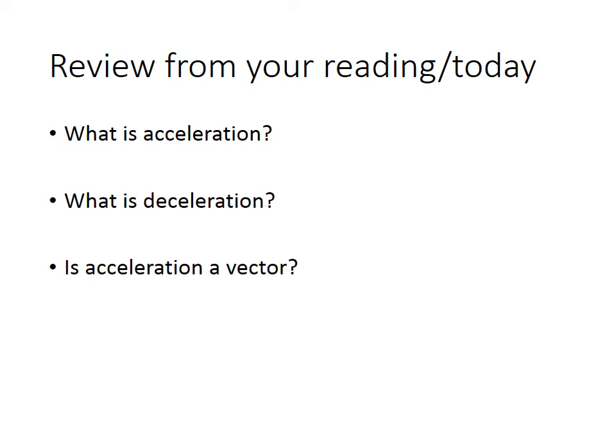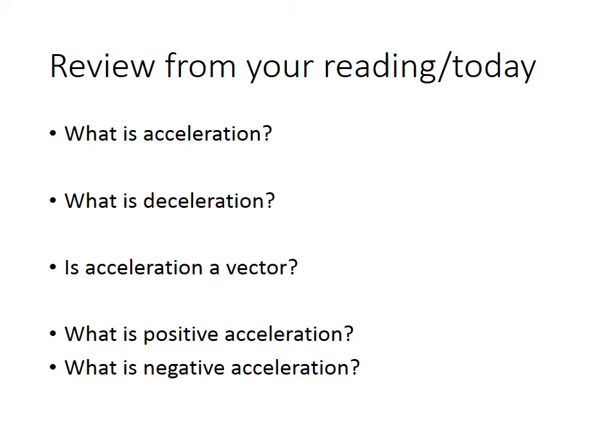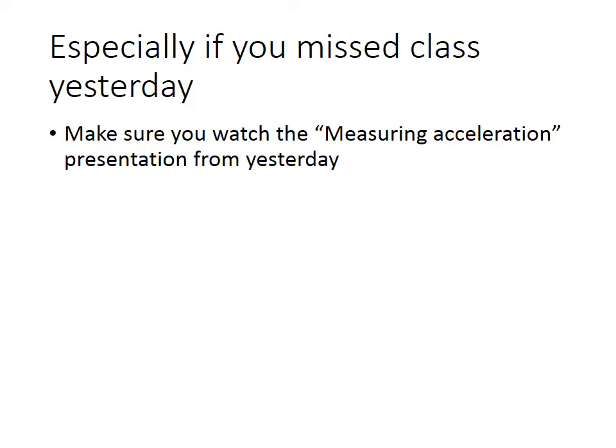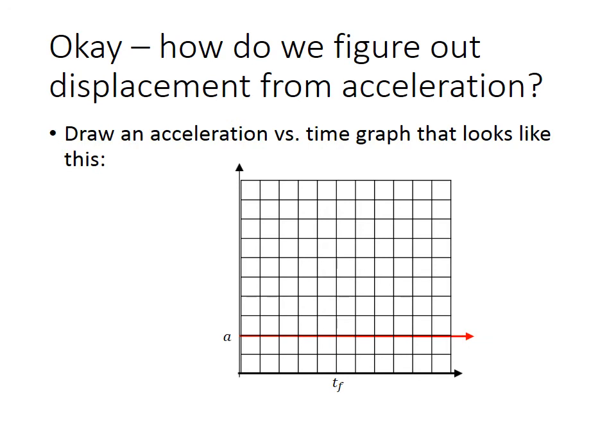Acceleration is a vector. So a positive acceleration is an acceleration vector that is positive in your frame of reference. For negative acceleration, it's acceleration that is negative in your frame of reference. Okay, if you missed class on Thursday, please make sure you go through the presentation about measuring acceleration from Thursday, September 25th's assignment page. Okay, so now we're back to where we want to be today.